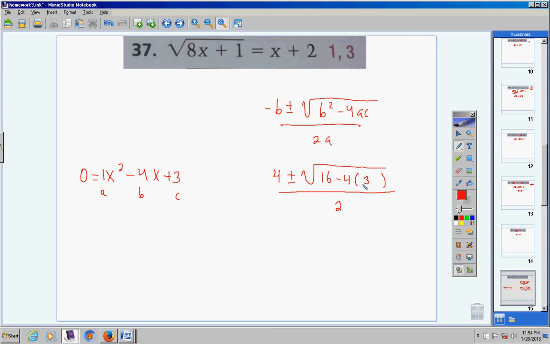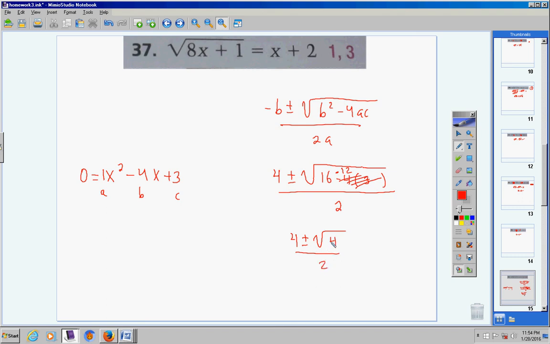Now, we simplify under the radical. Negative 4 times 3 is a negative 12. So I have 16 negative 12. Well, 16 negative 12 is the square root of 4. Alright, all over 2.